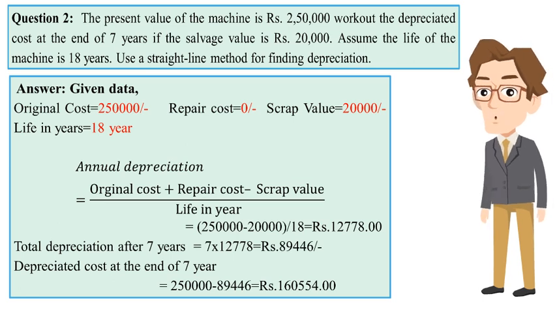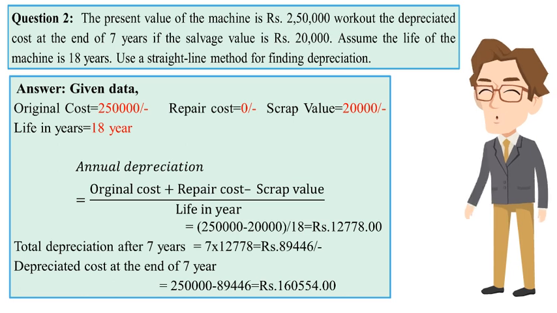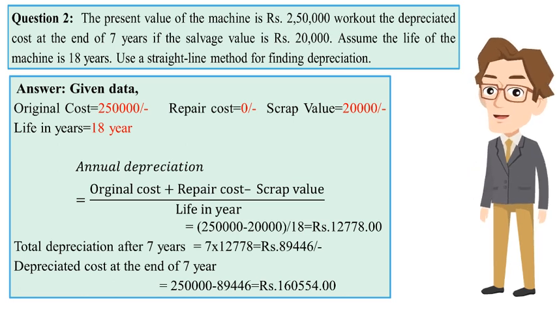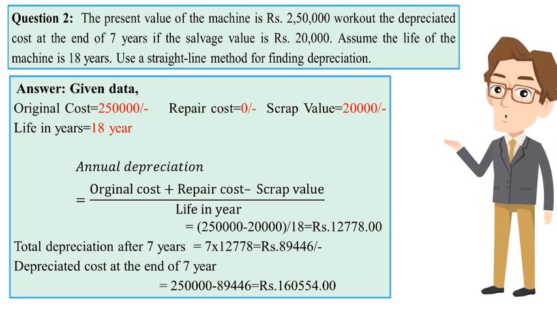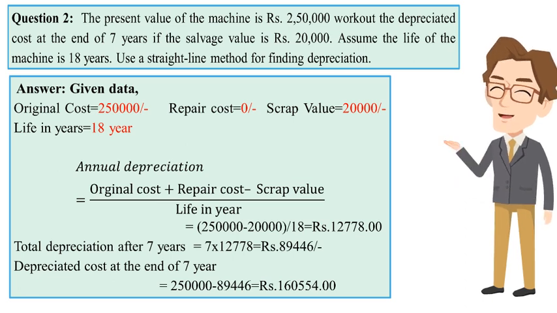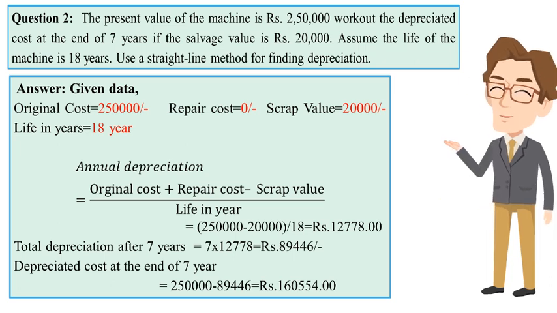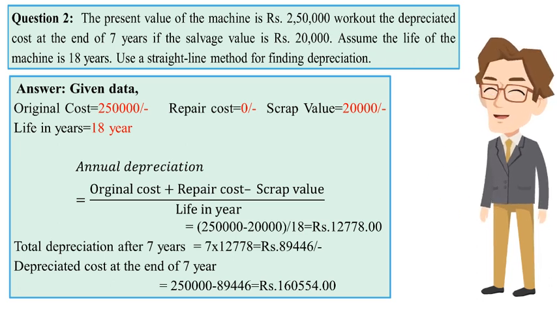Substituting the given values into the formula, we get 250,000 minus 20,000, divided by 18 equals Rs 12,778. This means the value of the asset decreases by 12,778 rupees each year. Next, we want to find out the total depreciation after 7 years.